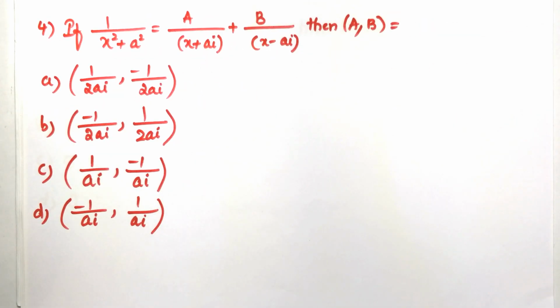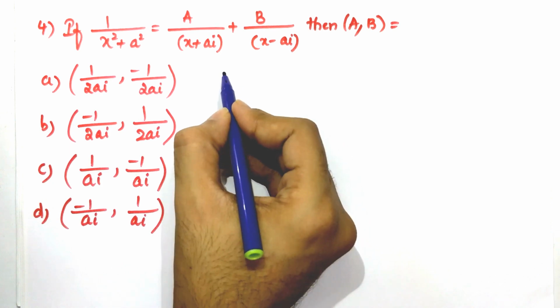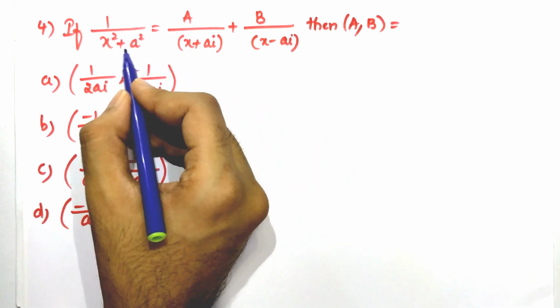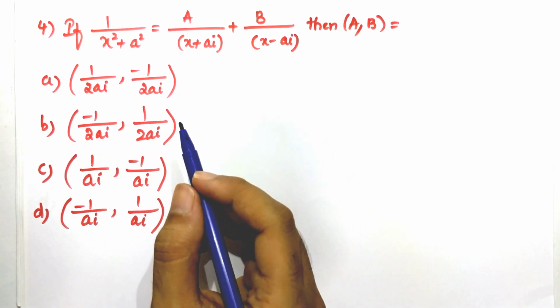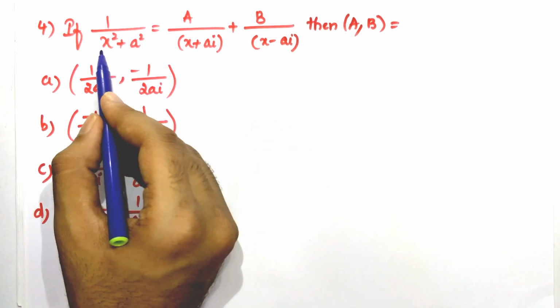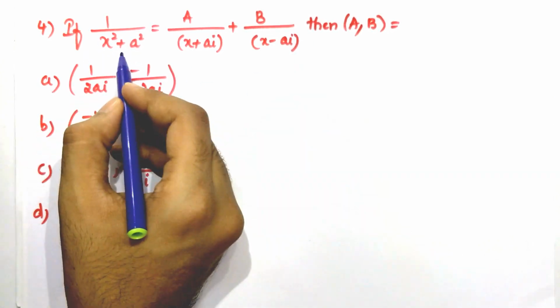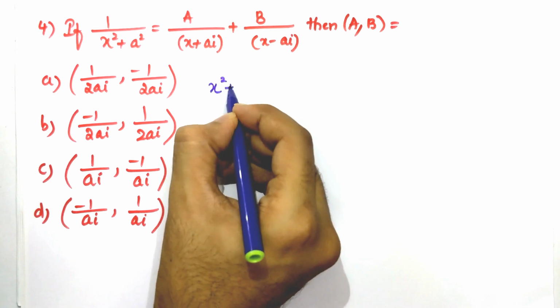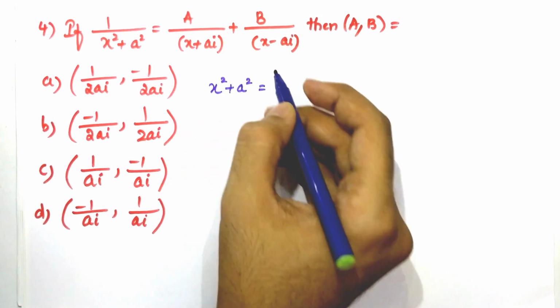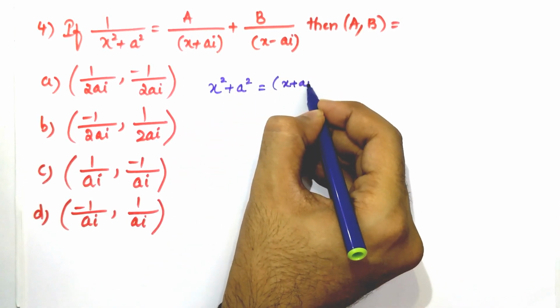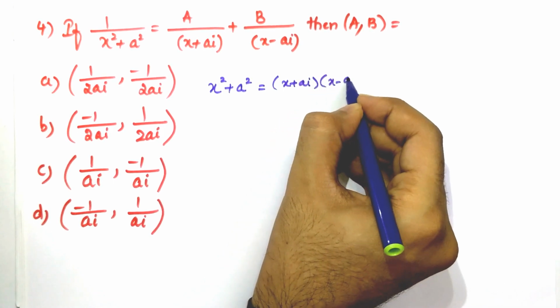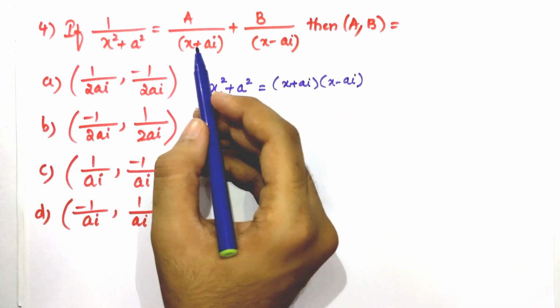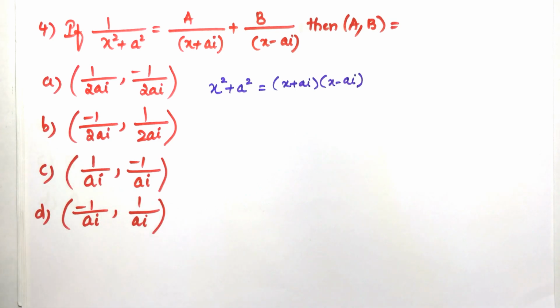Now look at this question. The given term is 1 by x square plus a square. Now let us write this term: we can write x square plus a square as (x plus ai) into (x minus ai). Okay, (x plus ai) into (x minus ai).